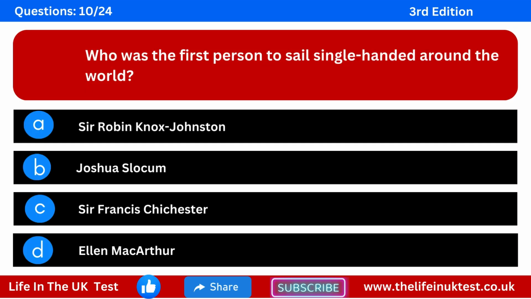Question 10. Who was the first person to sail single-handed around the world? Option A, Sir Robin Knox-Johnston. Option B, Joshua Slocum. Option C, Sir Francis Chichester. Option D, Ellen MacArthur.